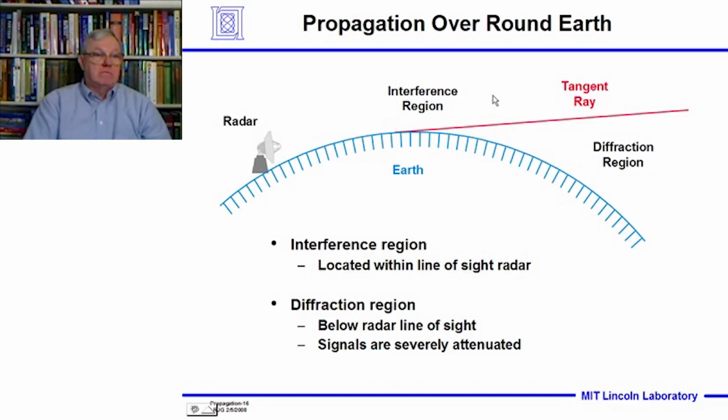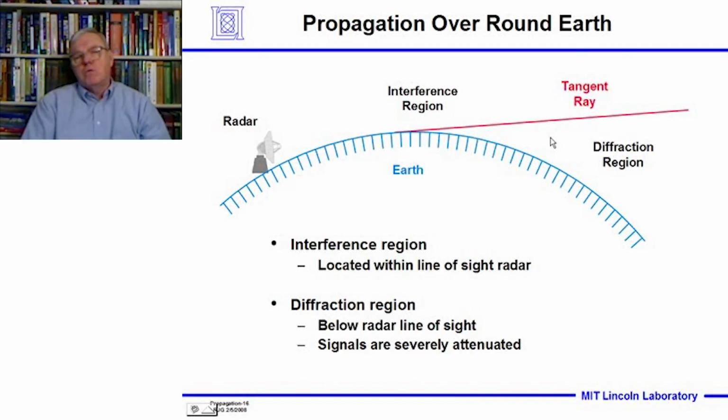Okay, we can have a target up here too, and it can bounce back down for the multipath and go straight. But the area below that tangent ray, from the radar to the line of sight, we call the diffraction region. And signals within that diffraction region are severely attenuated. But there is some detection.